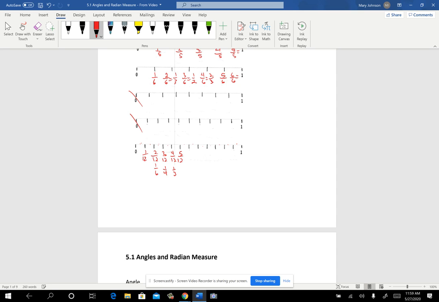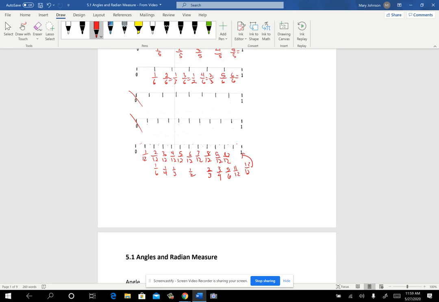5 12ths doesn't simplify. 6 12ths is a half. 7 12ths doesn't simplify. 8 12ths, that's going to be what? 2/3. 9 12ths. 3 would go into both of those, right? So that would be 3/4. 10 12ths, 5/6. 11 12ths. And then we'd be at 12 12ths, which simplifies to be 1.